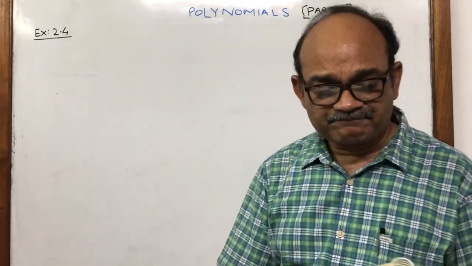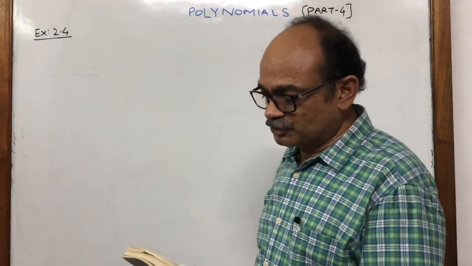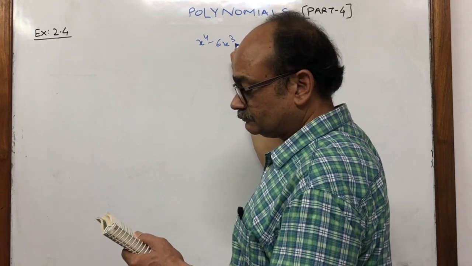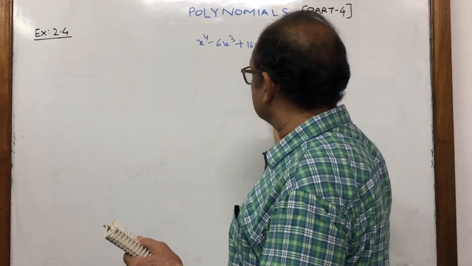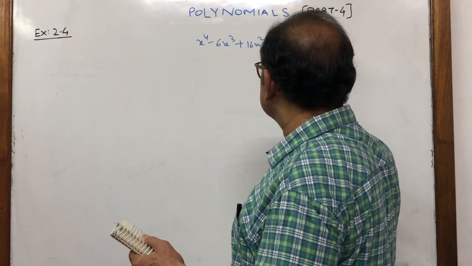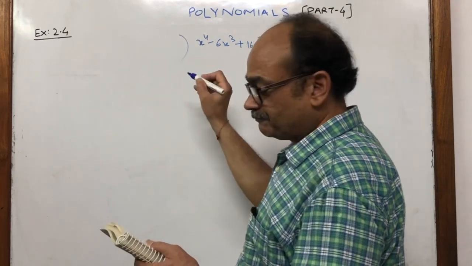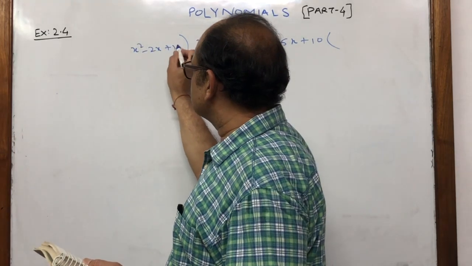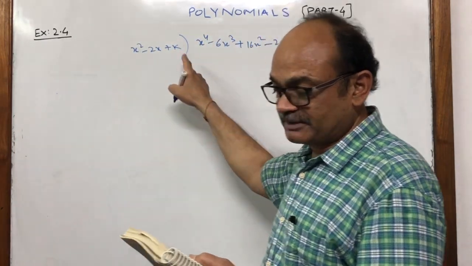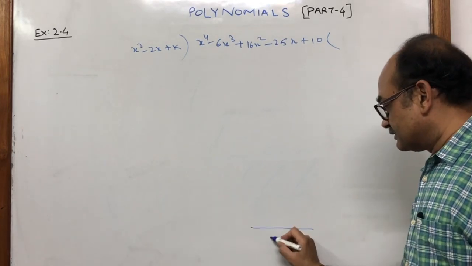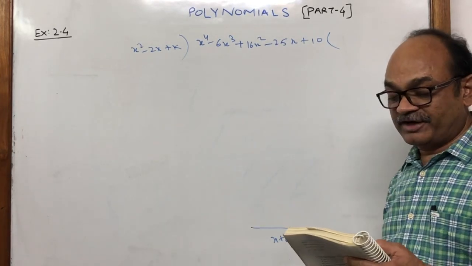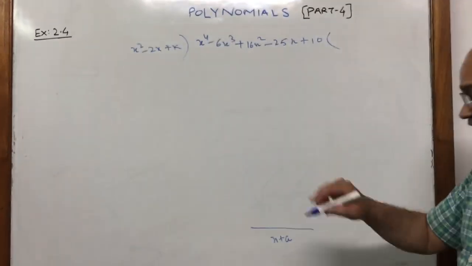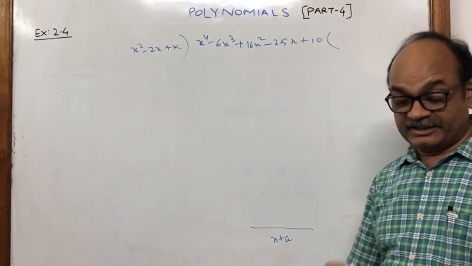Question है, if the polynomial x to power 4 minus 6x cube plus 16x square minus 25x plus 10 is divided by the polynomial x square minus 2x plus k, the remainder is x plus a. Then find k and a. Remainder is given x plus a and we want to calculate k and a.